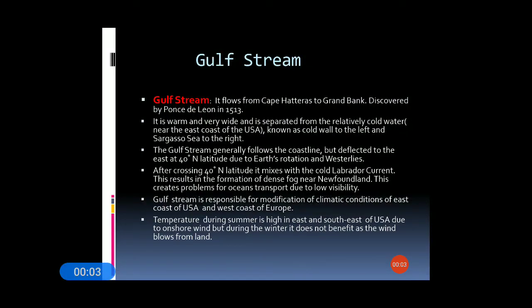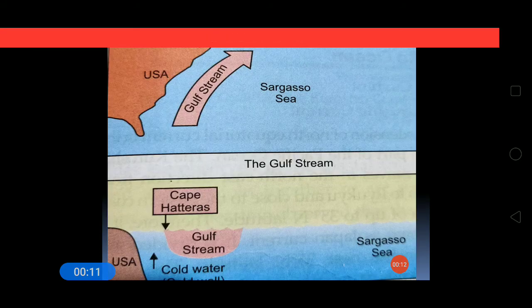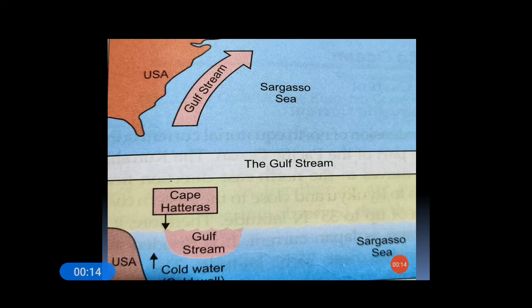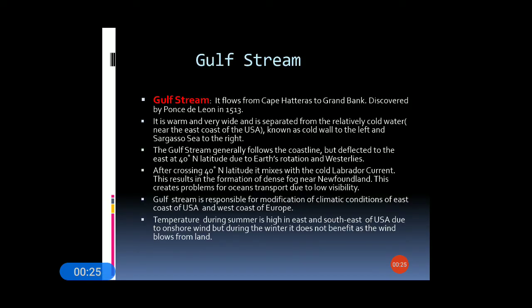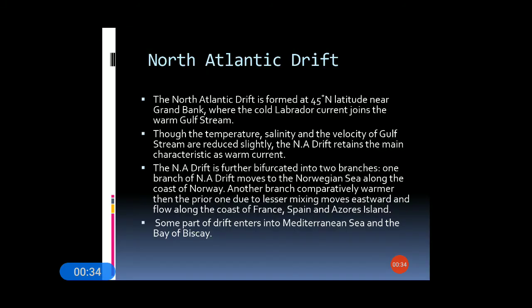Okay, good morning students. In the last video we discussed the warm ocean currents of the Atlantic Ocean, in which we learned about the movement of the Florida current, the Gulf Stream, and the North Atlantic Drift. In this video we'll be learning about the cold ocean currents of the Atlantic Ocean and some ocean currents of the Pacific Ocean.